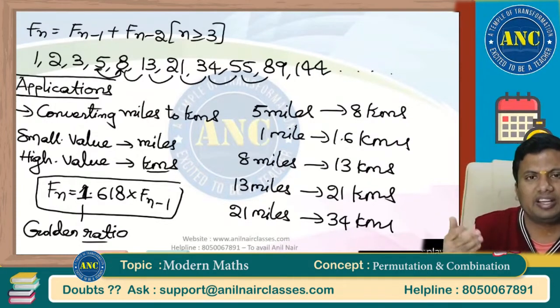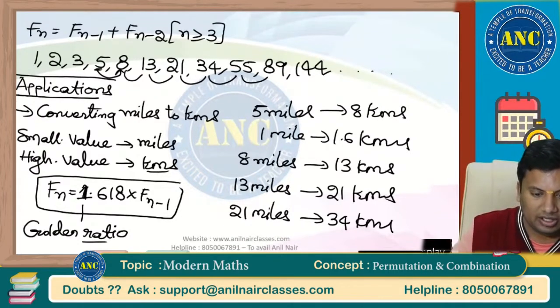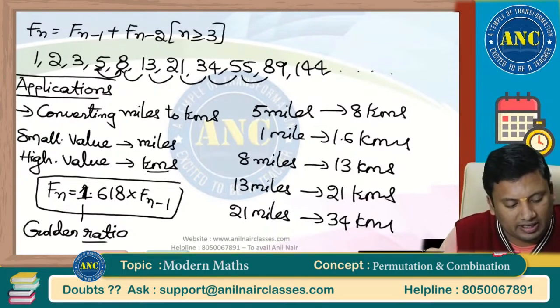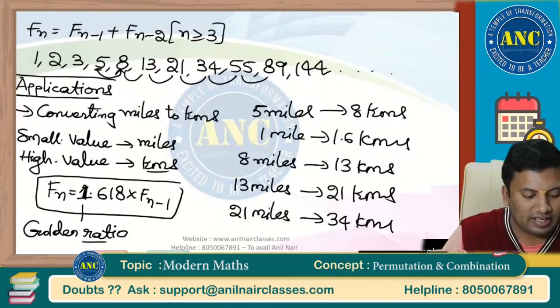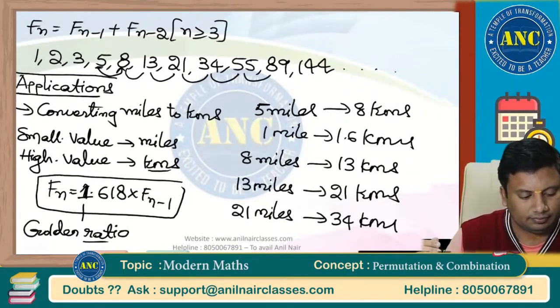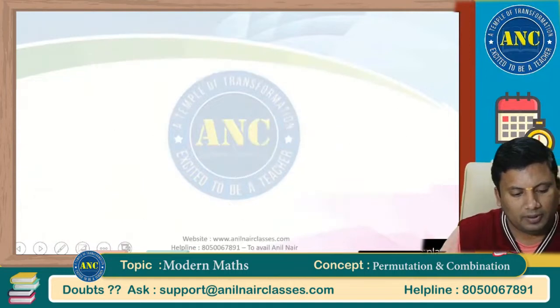There are various structures that can be defined by using Fibonacci applications, where Fn equals 1.618 into Fn minus 1. Now see here, where it can be used in solving counting related problems. First one, please write down. First question, question number 1.